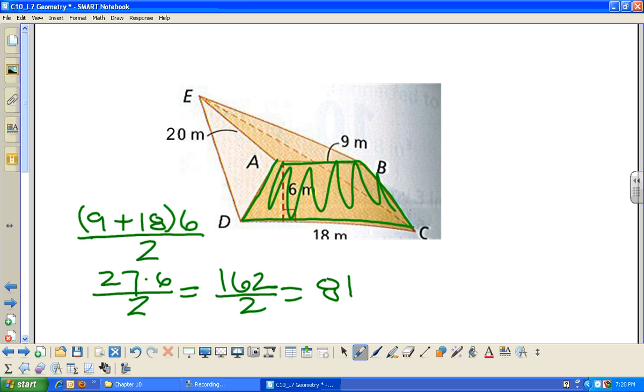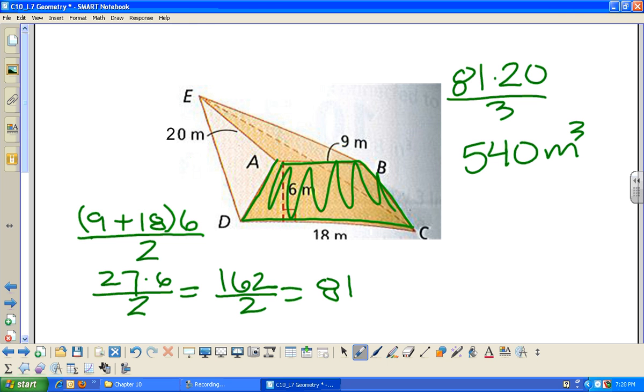To find the volume of the trapezoidal pyramid, it's going to be the area of the base times the height of the pyramid. Divide this by 3. And I'll get 540 meters cubed. Volume is always cubed.